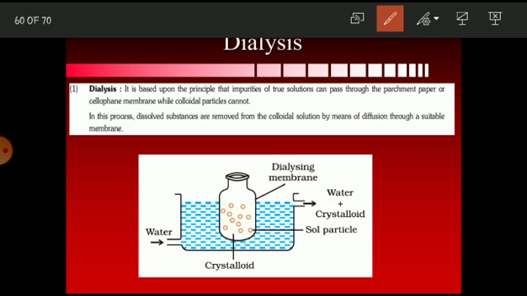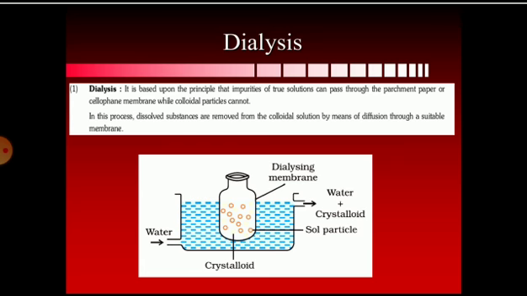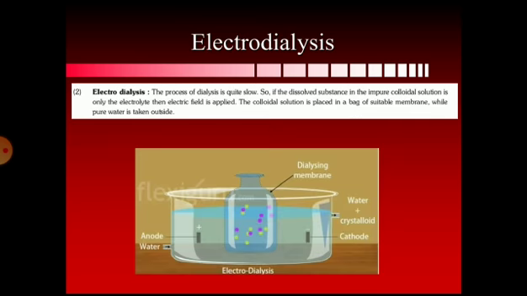In this process, dissolved substances are removed from the colloidal solution by means of diffusion through the suitable membrane. I hope you understood this. So this process is called dialysis. But this process takes a longer time, and therefore, in order to make this process faster, we have another process of purification, that is electrodialysis.